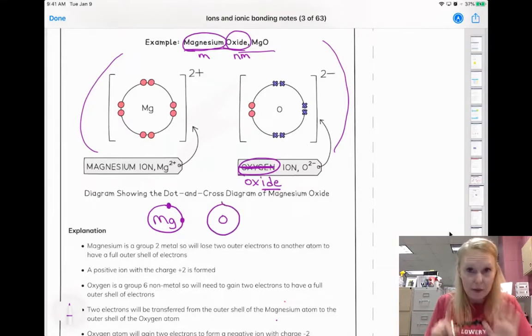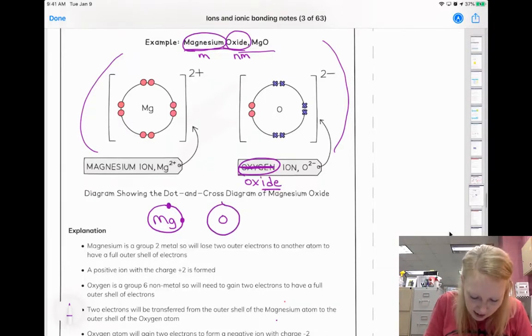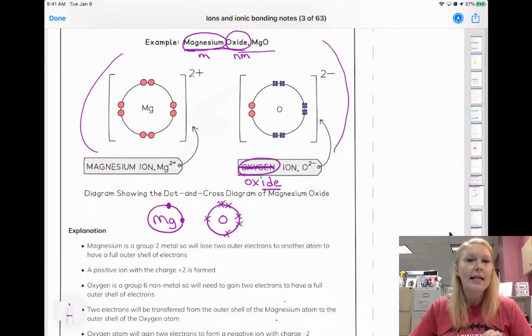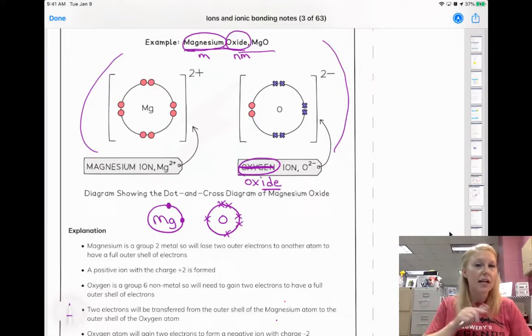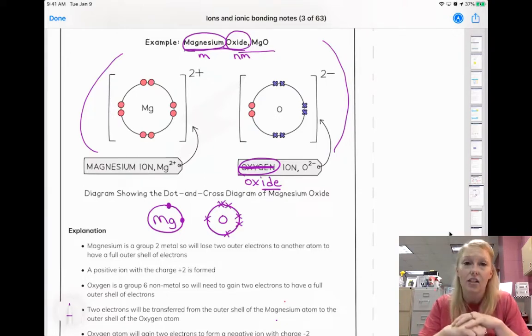Oxygen is in group number 6, so that means we have 6 valence electrons. So here we go, 1, 2, 3, 4, 5, 6. All right, so remember the goal of bonding is to fill the outer shell of electrons so we have a full shell of 8 electrons, so we have noble gas configuration.